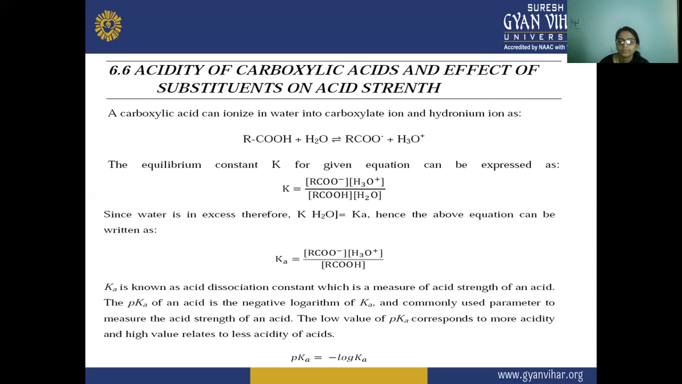So Ka is known as acid dissociation constant, which is a measure of acid strength of an acid, and the pKa of an acid is negative logarithm of Ka, a commonly used parameter to measure the acid strength of an acid. The low value of pKa corresponds to more acidity, and high value relates to less acidity of acid. So pKa equals to minus log Ka.